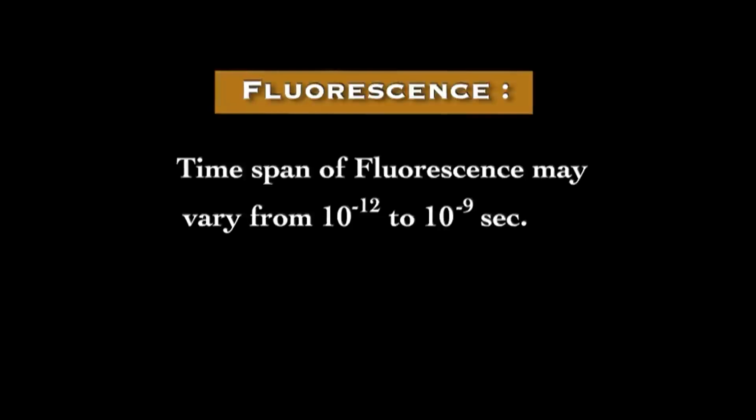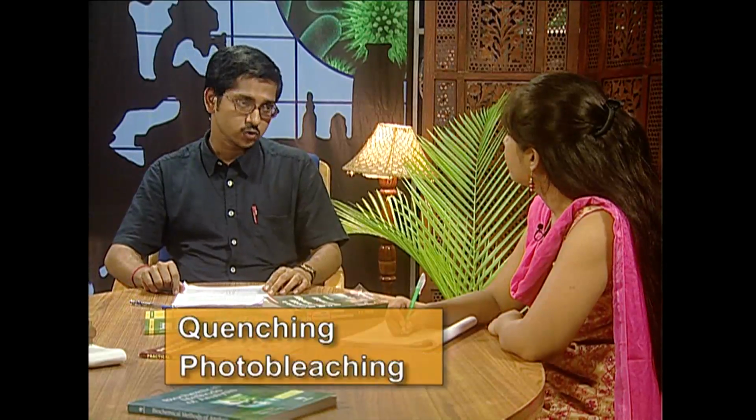Unfortunately, there are certain phenomena which may cause a decrease in the intensity of fluorescence. Two such processes are known as quenching and photobleaching. Quenching is a reversible process. Due to interaction of various chemicals around the fluorophore, for example acrylamide or iodide, there is a decrease in the quantum yield of the fluorophore.